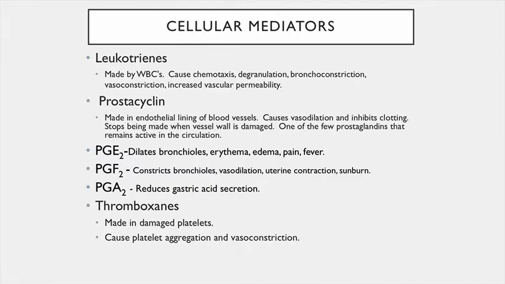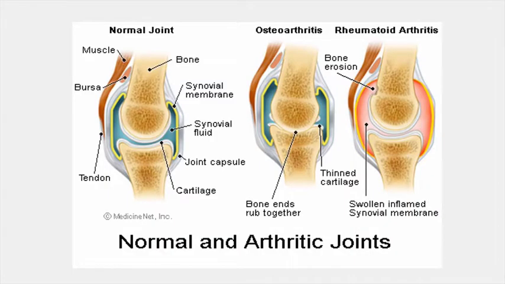Thromboxanes are made in damaged platelets. They cause platelets to stick together and also cause vasoconstriction. So these are all sorts of cellular mediators, which, again, for our class, you are not responsible for knowing. Do not commit that to memory. It's just to give you a little bit of an understanding of where these agents really come in.